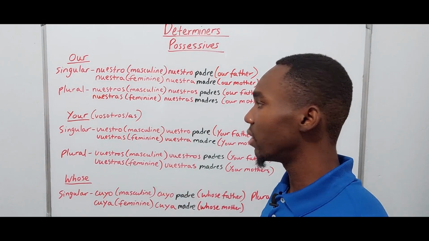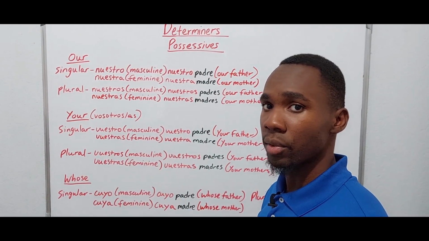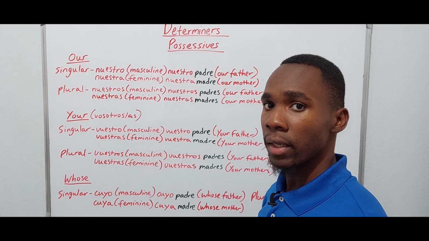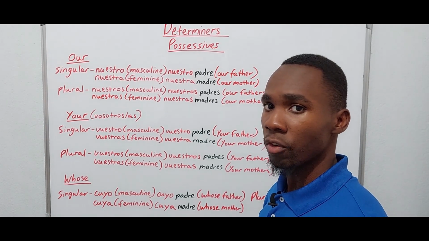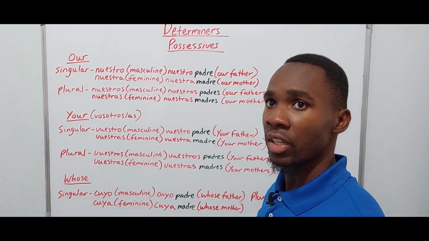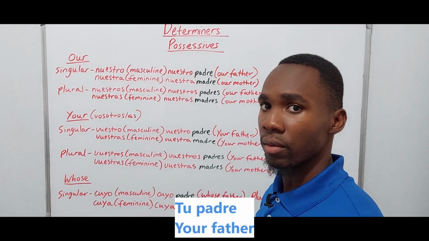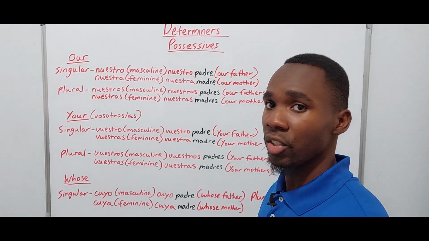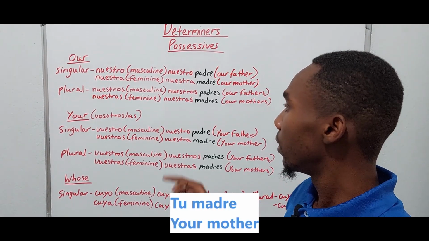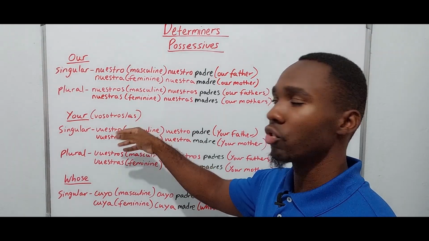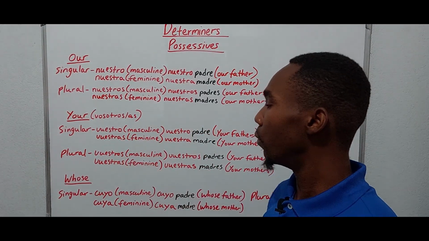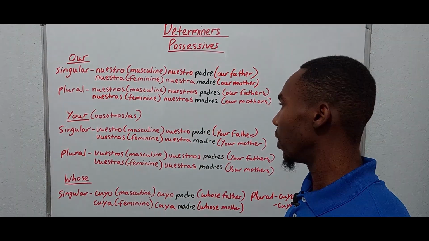Now, your. This is going to be the plural form of the second person, not the singular, the plural form, because the singular form is tu. If I want to say your father, and this is the singular form, I would say tu padre, your father. And like I said, that's not one that's affected by gender, so I could also say tu madre, your mother. So this is going to apply to the vosotros or vosotras, which is used in Spain. So the singular, vuestro padre, your father.